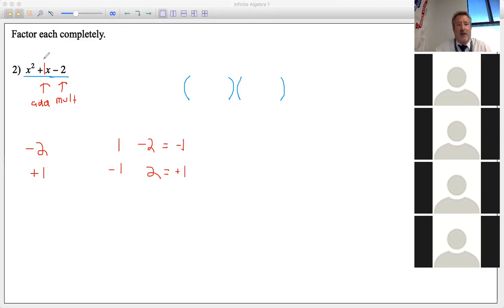Now, why a +1? Because that's the middle term right here. So I want to use this number that I'm circling and this number that I'm circling. And technically that number right there is a +2. Okay. Question so far?